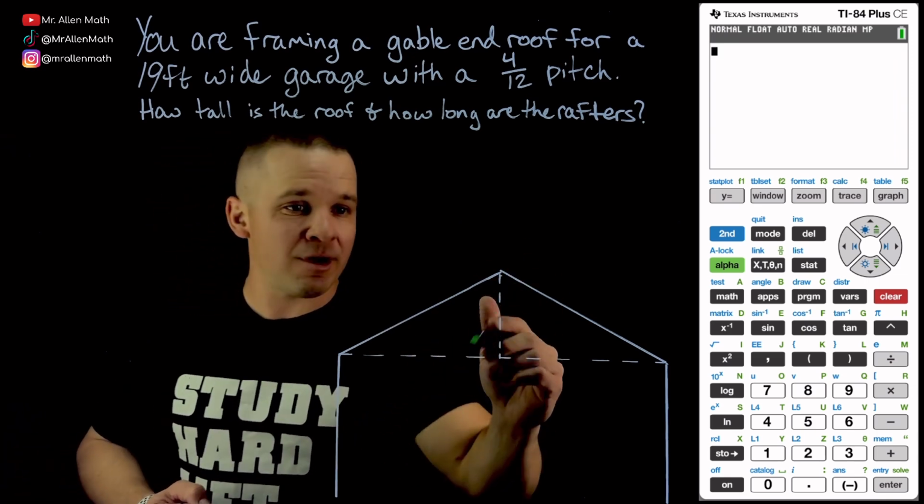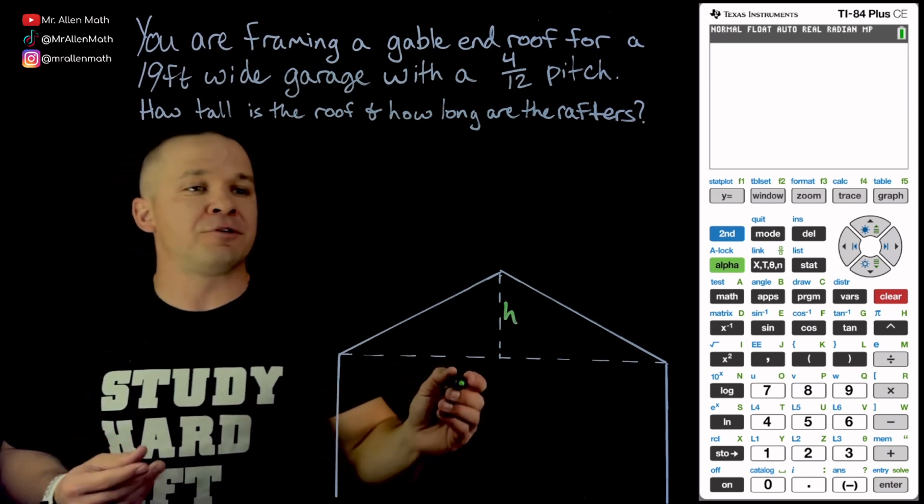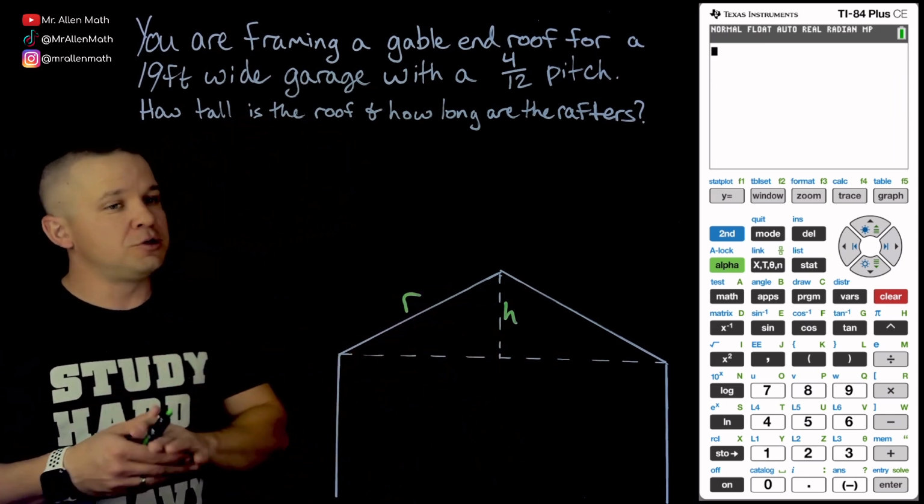So I want to know my height right here. We'll call it H because it's the height. And then how long are the rafters? I guess I'll call that R for rafter, right? Those are the two things that I want.